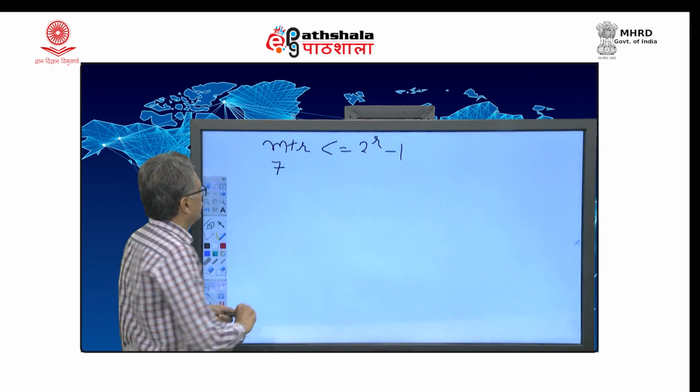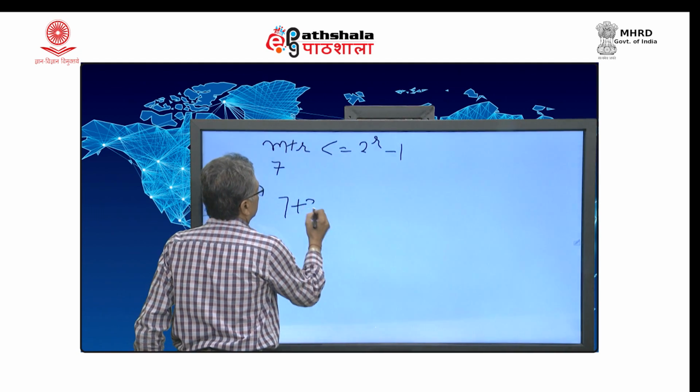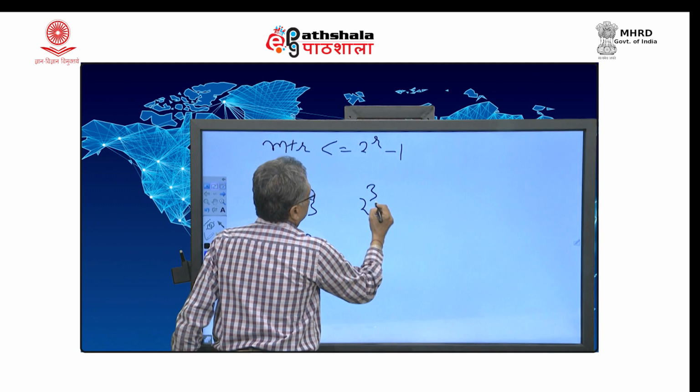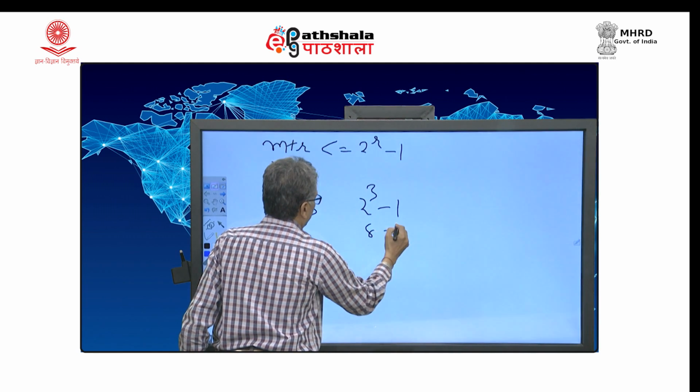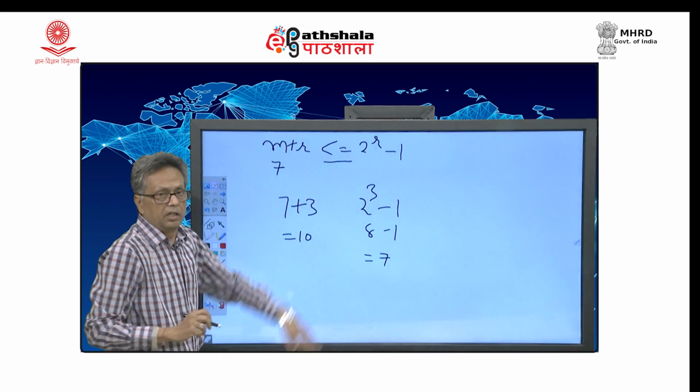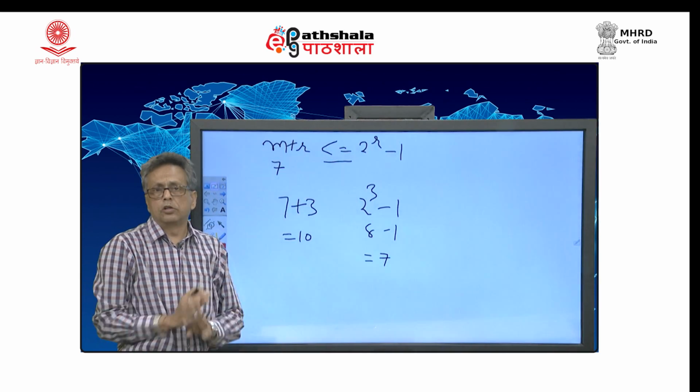Okay. So, it is 7 plus 3, that the left hand side is 10, 2 raised to 3 minus 1, that is 8 minus 1, that is 7. Now, this equation does not hold. So, 3 redundant bits will not solve my problem.